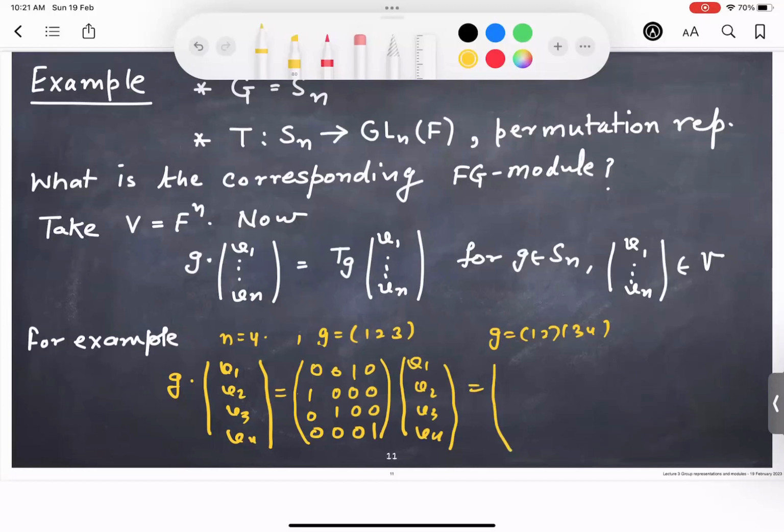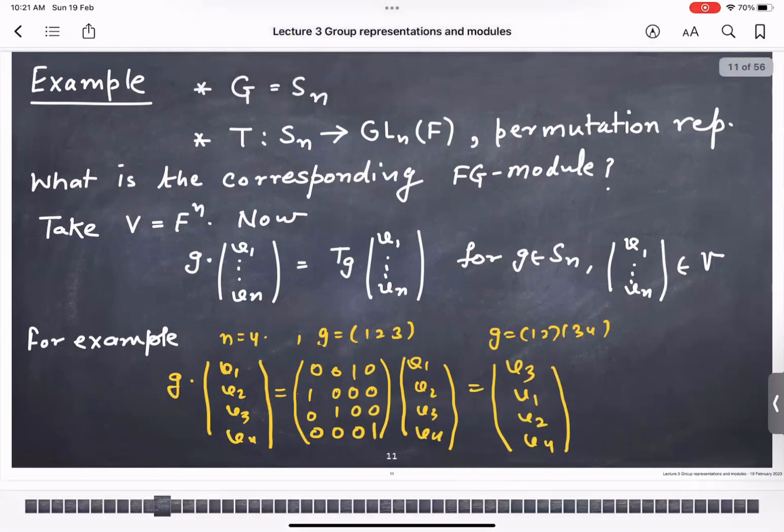So what will you get now? V3, then V1, V2, and V4. Yes, right. Thank you, ma'am. That was a typo.